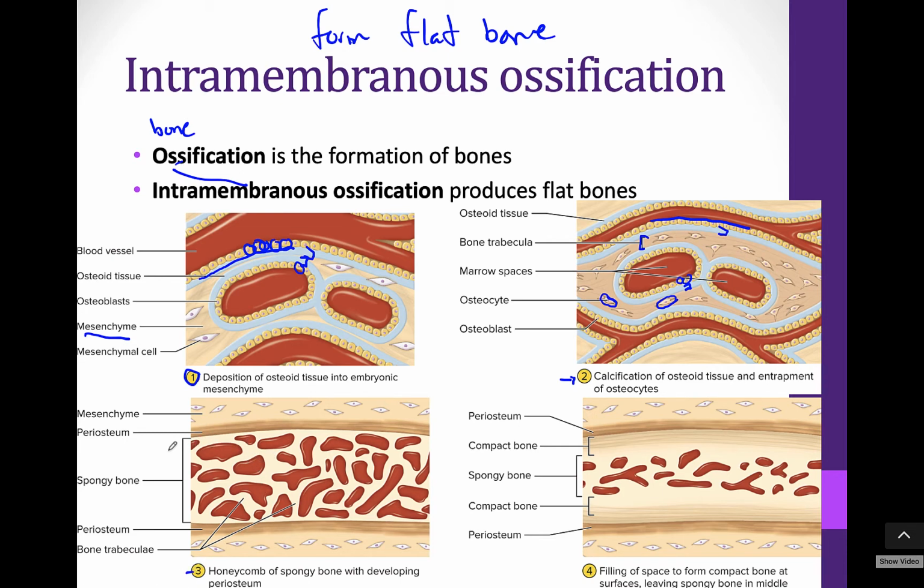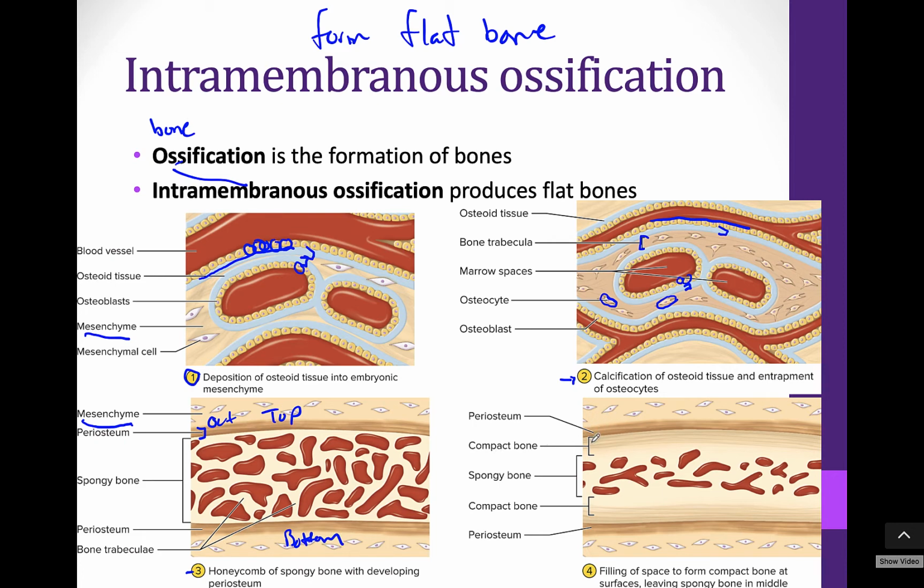And we have formed the spongy bone in here. This is hardened. And on the outside, we've got more mesenchyme. So that's the embryonic tissue. And this is going to start to condense to form the periosteum. Remember, the periosteum is on the outside. So this is going to be the top of this bone, and this is going to be the bottom down here.